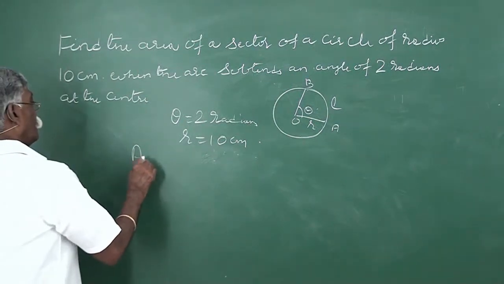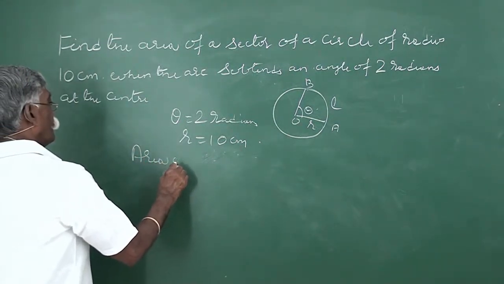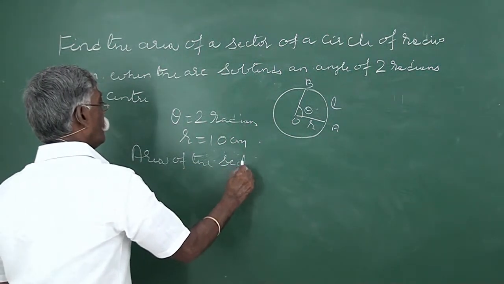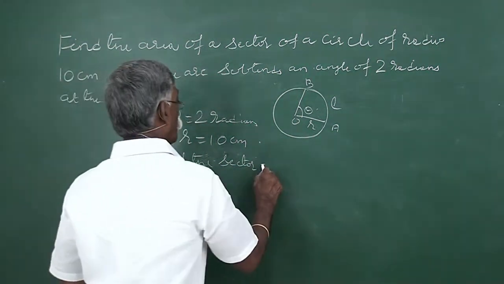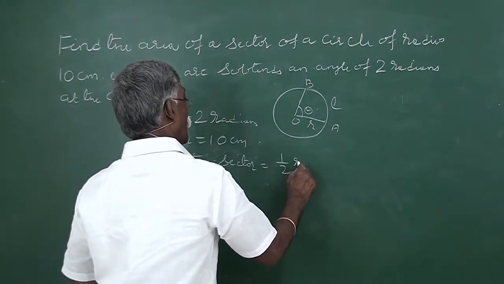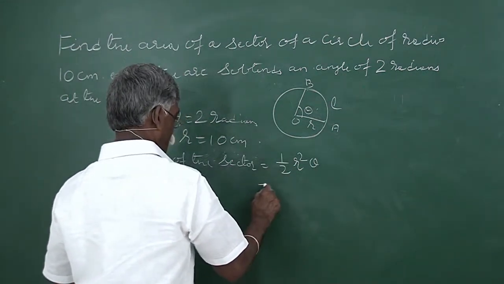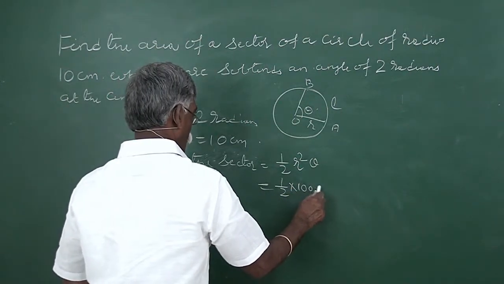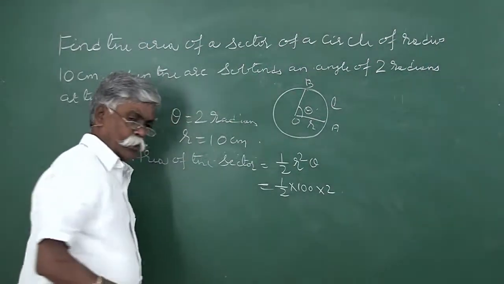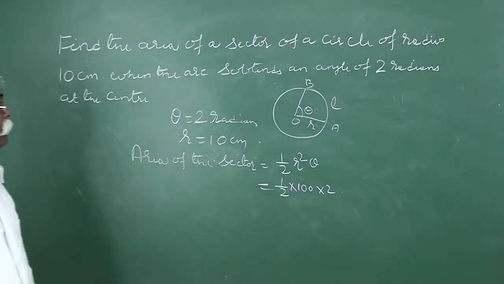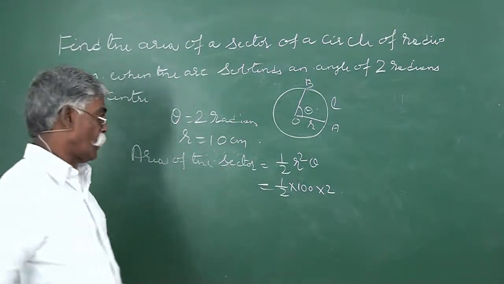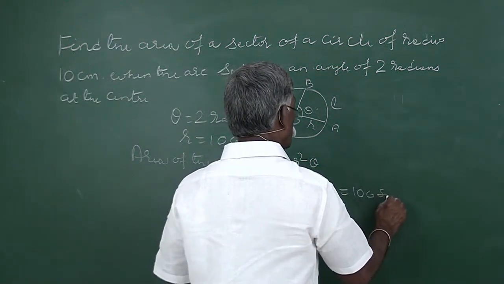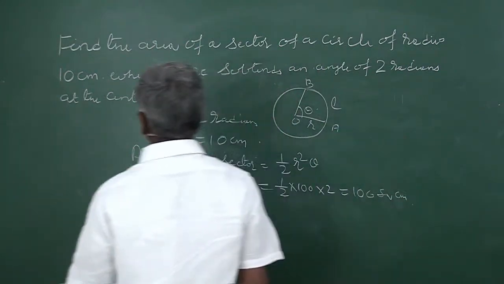Area of the sector is equal to half r square theta. That is half into 100 into theta, which is 2. So therefore, the area of the sector is 100. Since it is area, it is square centimeters.